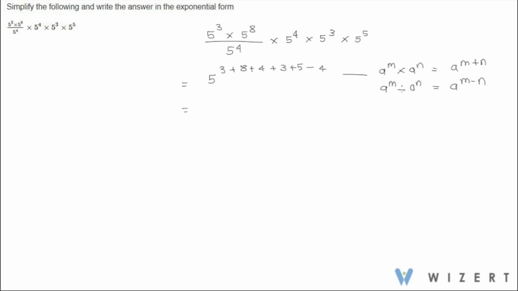So we get 5 to the power 4 and minus 4 get cancelled out. So we have 5 to the power 3 plus 8 plus 8 plus 8. So we have, let's see, 5 to the power 19. This is the answer.